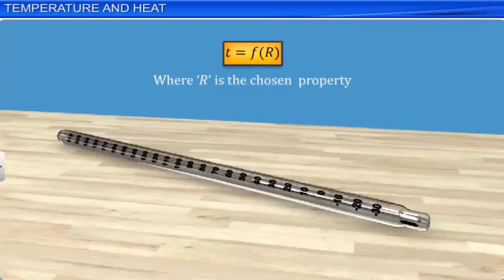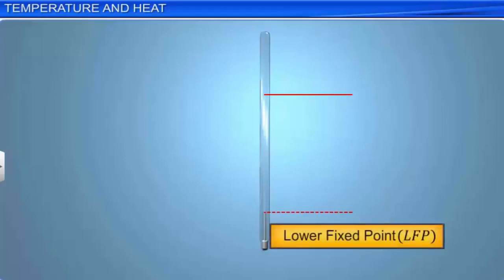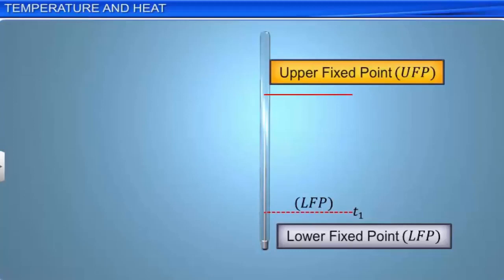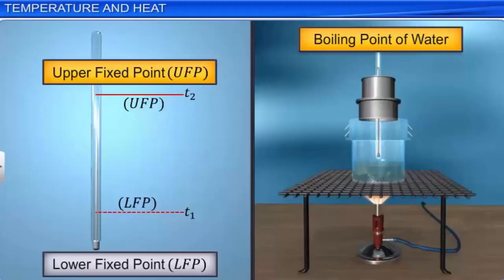The temperature of a body can be written as a function of the selected property, say R. To assign a numerical temperature value to a particular length of mercury column in a mercury thermometer, we choose two reference points and assign arbitrary values to them. Among the two reference temperatures, one is considered the lower fixed point, LFP, at T1, which is the freezing point of water or ice point, and the other one is the upper fixed point, UFP, at T2, which is the boiling point of water or steam point.